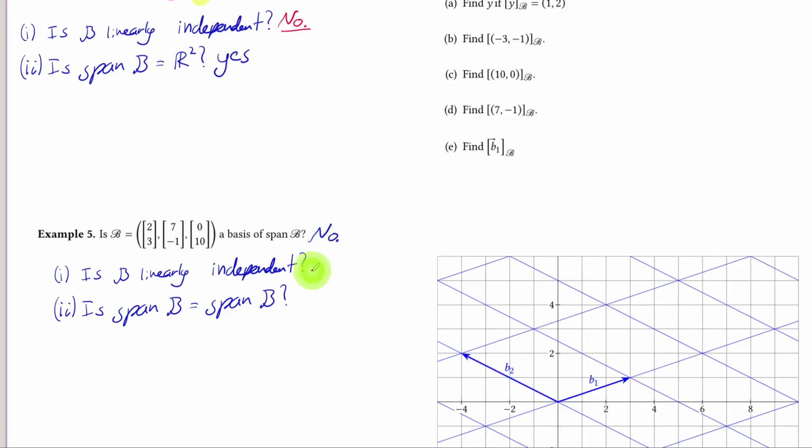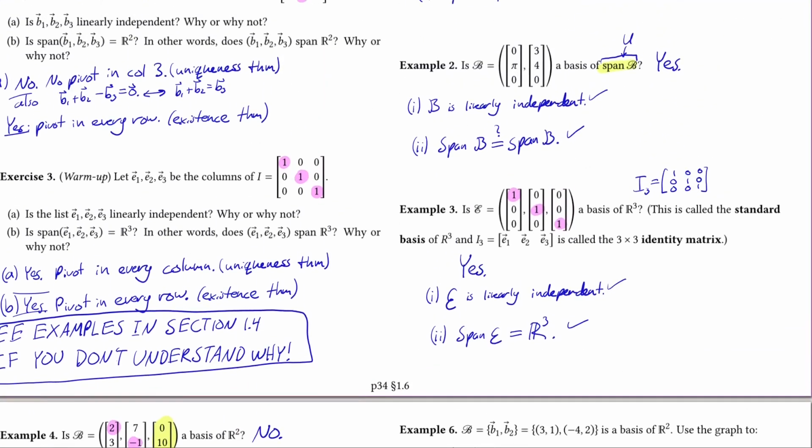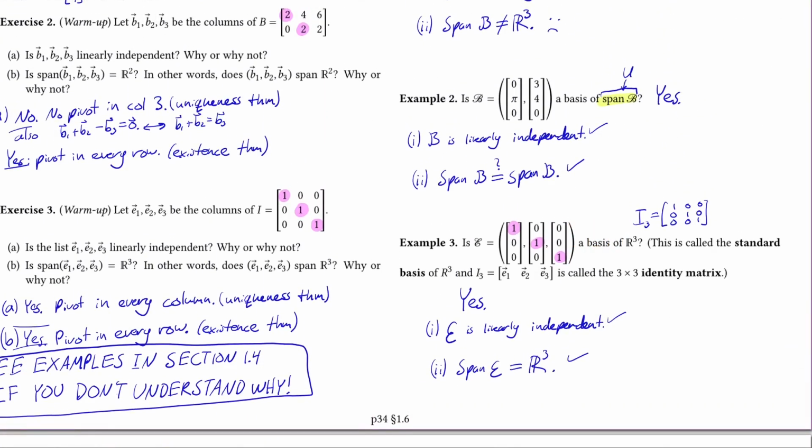So it's still not linearly independent. It is dependent. The span of it is itself, but what this tells you is that if you have a linearly dependent set, it can't be a basis of anything. But a linearly independent set, like in example 2, can be the basis of something. It's just maybe not going to be the basis of all of R3.